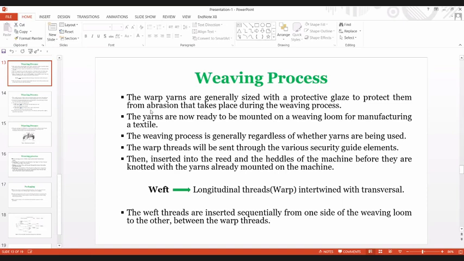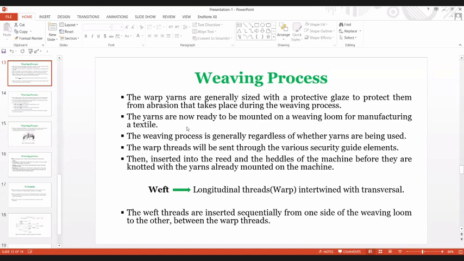Assalamu alaikum. I am Joynal Abidin, roll 44. I will be discussing some portion of the weaving process. The warp yarns are generally sized with a protective glaze to protect them from abrasion that takes place during the weaving process. The yarns are now ready to be mounted on a weaving loom for manufacturing a textile. The warp threads will be sent through the various guide elements, then inserted into the reed and the headers of the machine before they are knotted with the yarns already mounted on the machine.